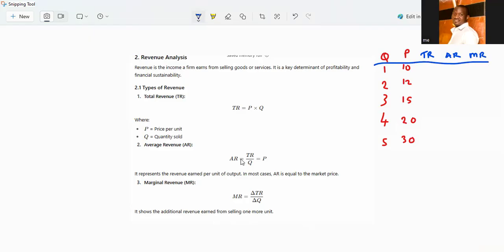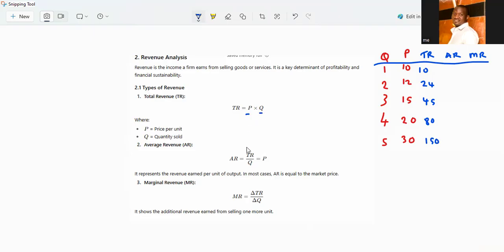The revenue is price times quantity. Just multiply them. This is 10. This is 24. This is 45. This is 60, 80, and this is 150. Just multiplying price times quantity.